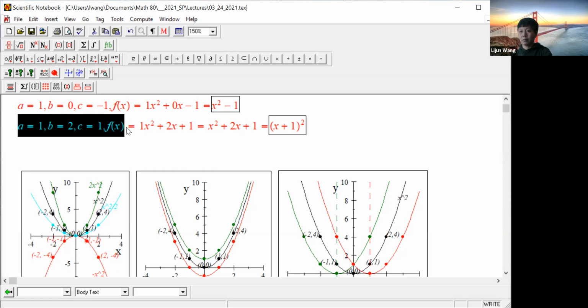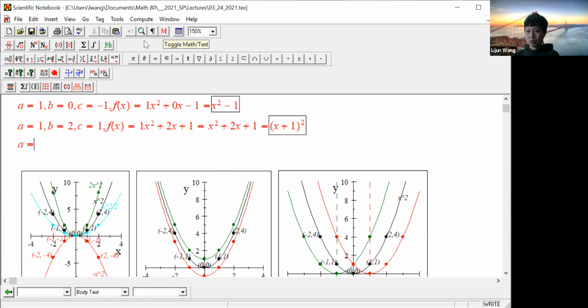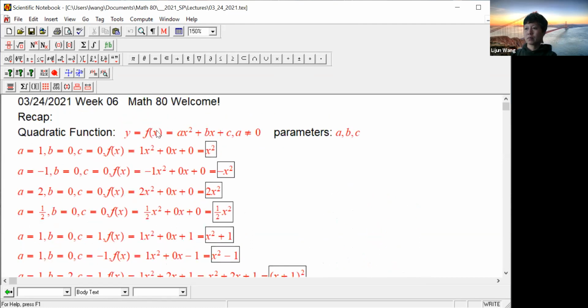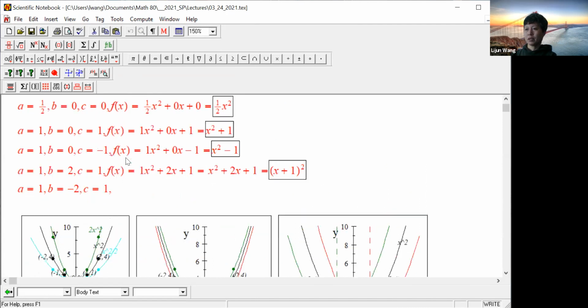Now, another example. This time, I'm going to give you A equals 1, B equals -2, C equals 1. What will be the resulting quadratic function when we plug in A is 1, B is -2, C is 1? The 1 in front of x squared can be omitted, right? So it's just x squared minus 2x plus 1. Does this make a perfect square?